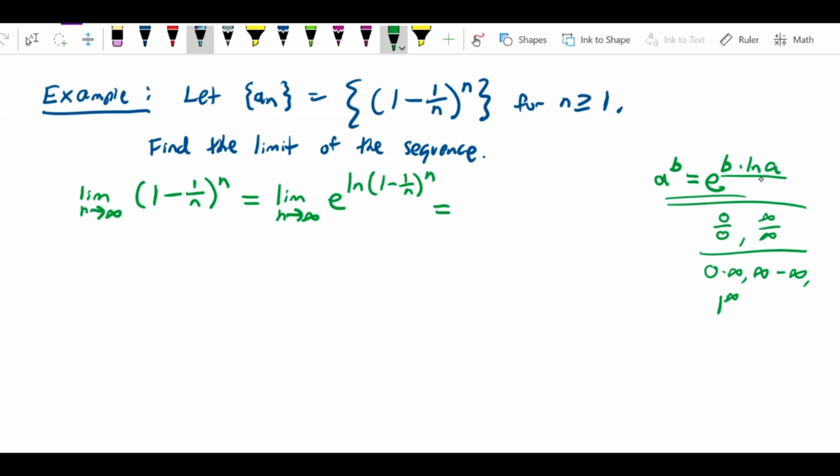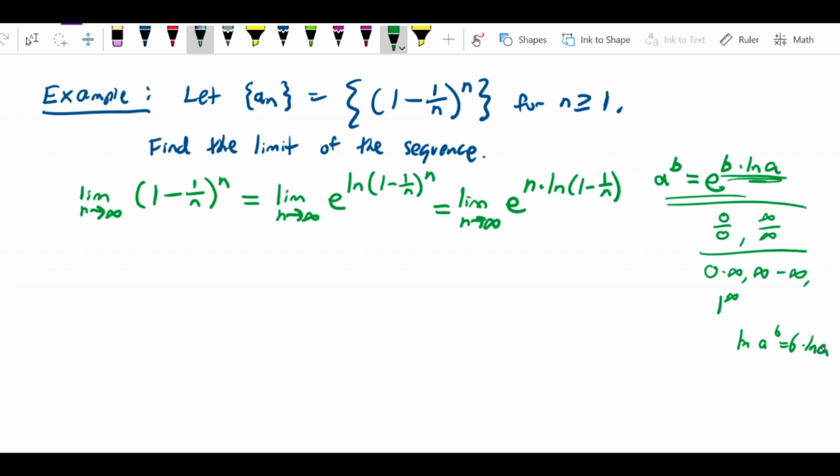And now I'm actually going to convert it into this form. This is going to be the limit as n approaches infinity of e^(n ln(1 - 1/n)), just using a law of logarithms that says that ln of a^b is equal to b times ln of a. I'm just doing that in that step.